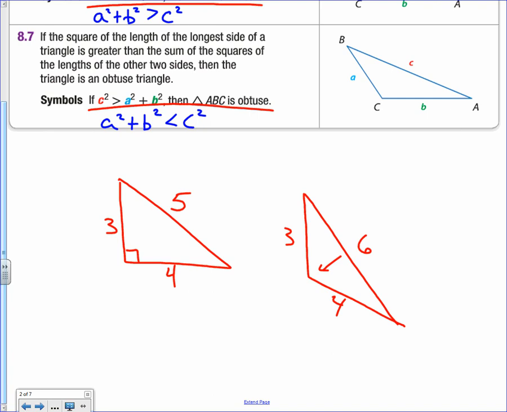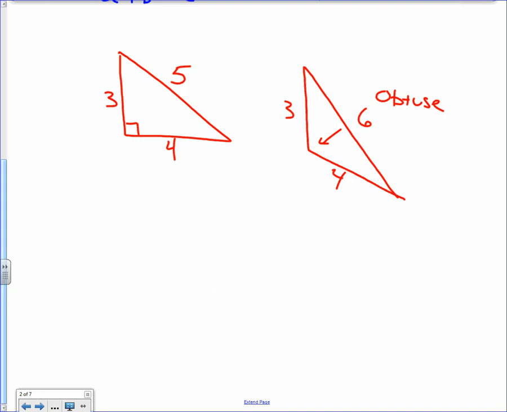So here then, if we had 3 squared plus 4 squared, that would be less than 6 squared, so this triangle would have to be obtuse. Again, we know that because if it's a bigger angle than the first triangle I drew, then it must be greater than 90, making it obtuse. We could use the same argument.